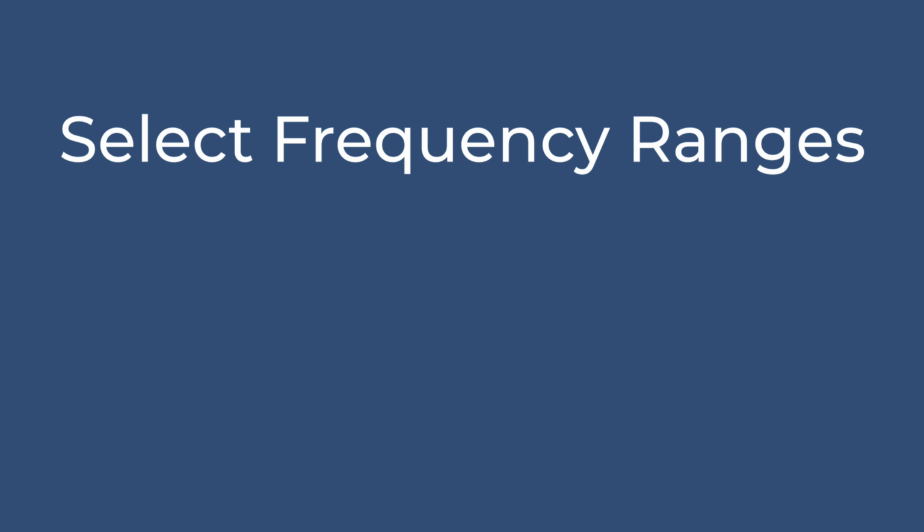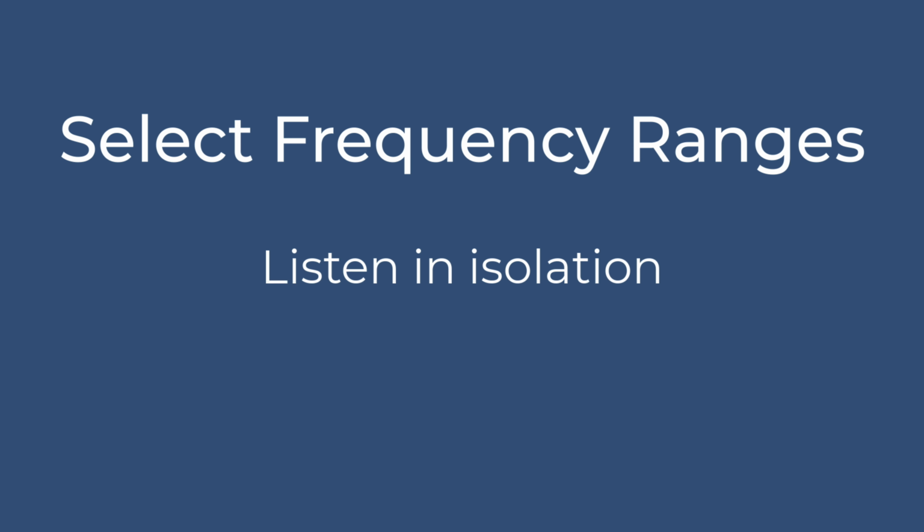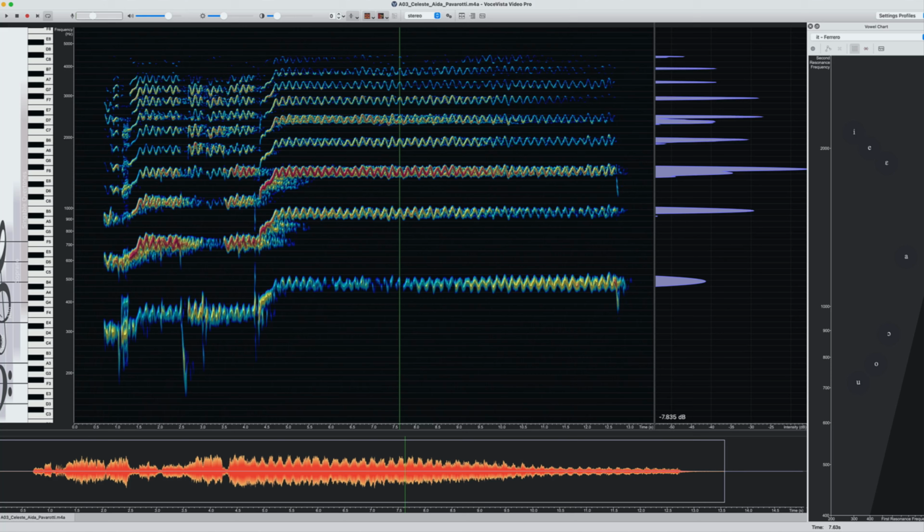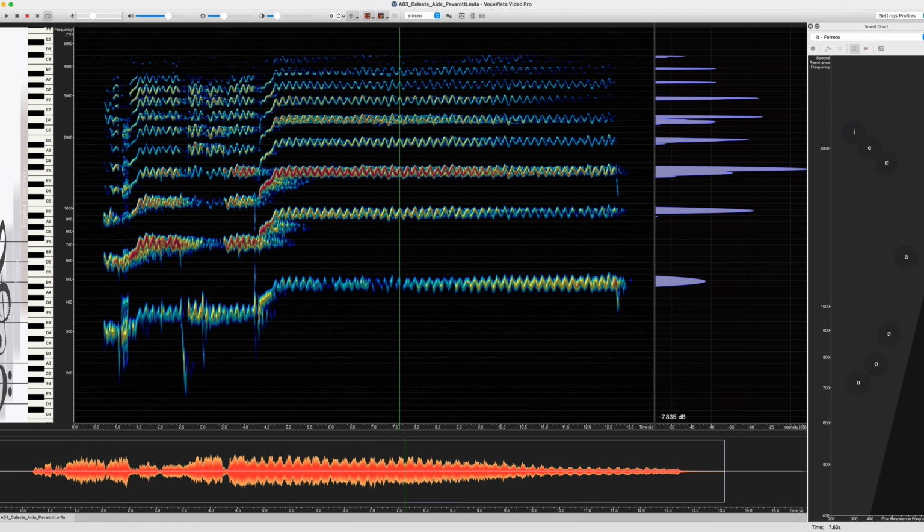These filters enable you to select specific frequency ranges and listen to them in isolation, or to change their intensity to make them louder or softer. This can help you understand the spectral composition of a recorded sound. Let's look at some ways you can use filters to help analyze recordings. We'll explain how to perform these actions later in the video.